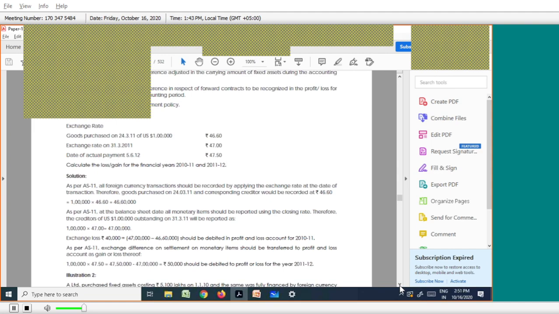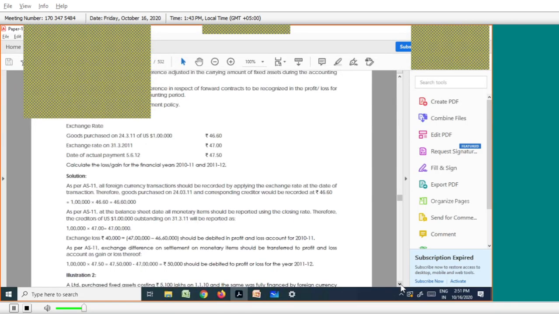Sweta completed. What about others? Completed from Swati. What about others? Okay, then I'll move to the next problem.